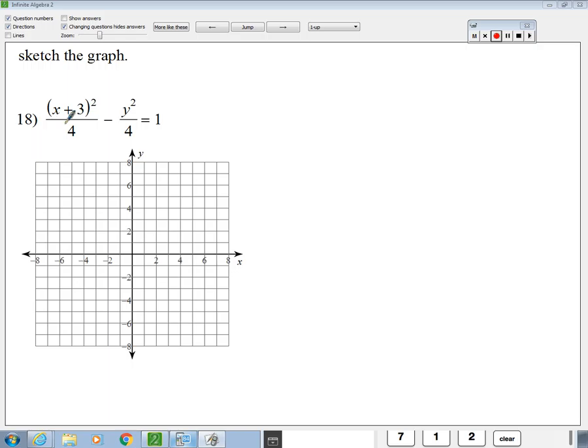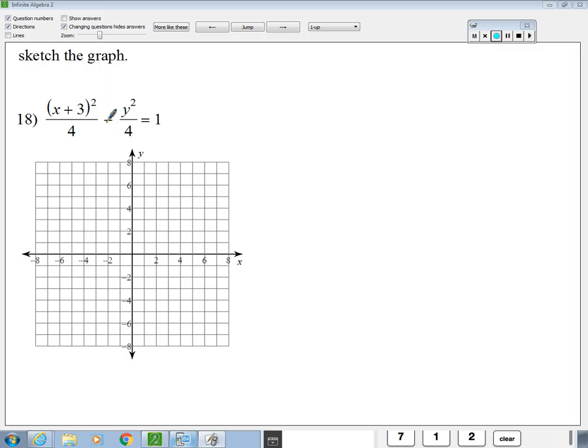Now, under each of these is a 4. So originally the a value was 2 because it was squared to become that 4. And so was the b value. It was also a 2. So what that means is you're going to go 2 units away from that first point you plotted, and that's going to give us our box. Now, what kind of hyperbola is this? Horizontal or vertical? Horizontal.